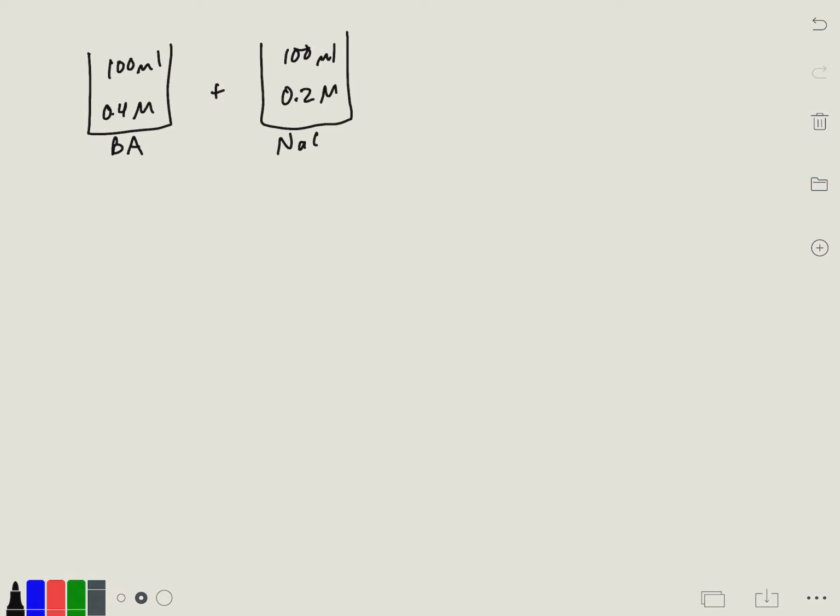Next question. What would be the pH of a buffer solution made by mixing 100 mils? So let's actually draw a little picture here. So we've got 100 mils of 0.4 molar benzoic acid. Let's just call that BA. And we're going to add that to 100 mils of 0.2 molar NaOH. This is going to have the effect of neutralizing our benzoic acid. So I can draw a little structure here so you can see what we're talking about.